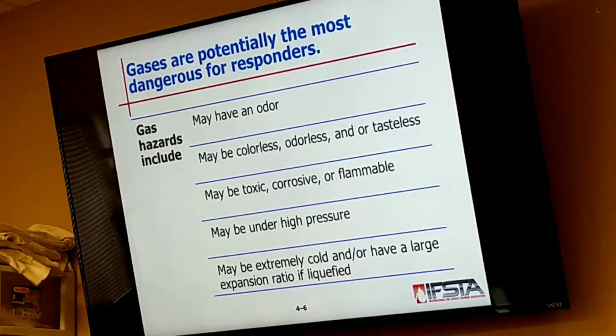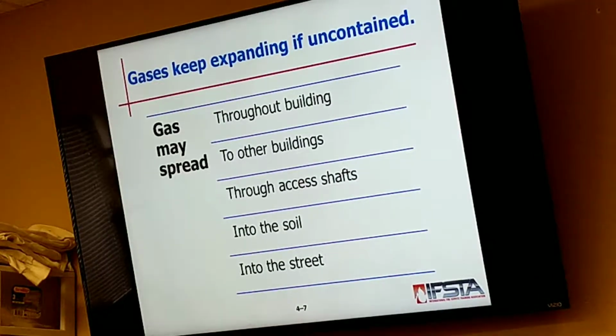We also have some corrosive gases such as ammonia, and flammable ones such as methane and natural gas, stuff like that. Some of them could be extremely cold. Gases have an undefined shape or volume. They will assume whatever shape they're put into.